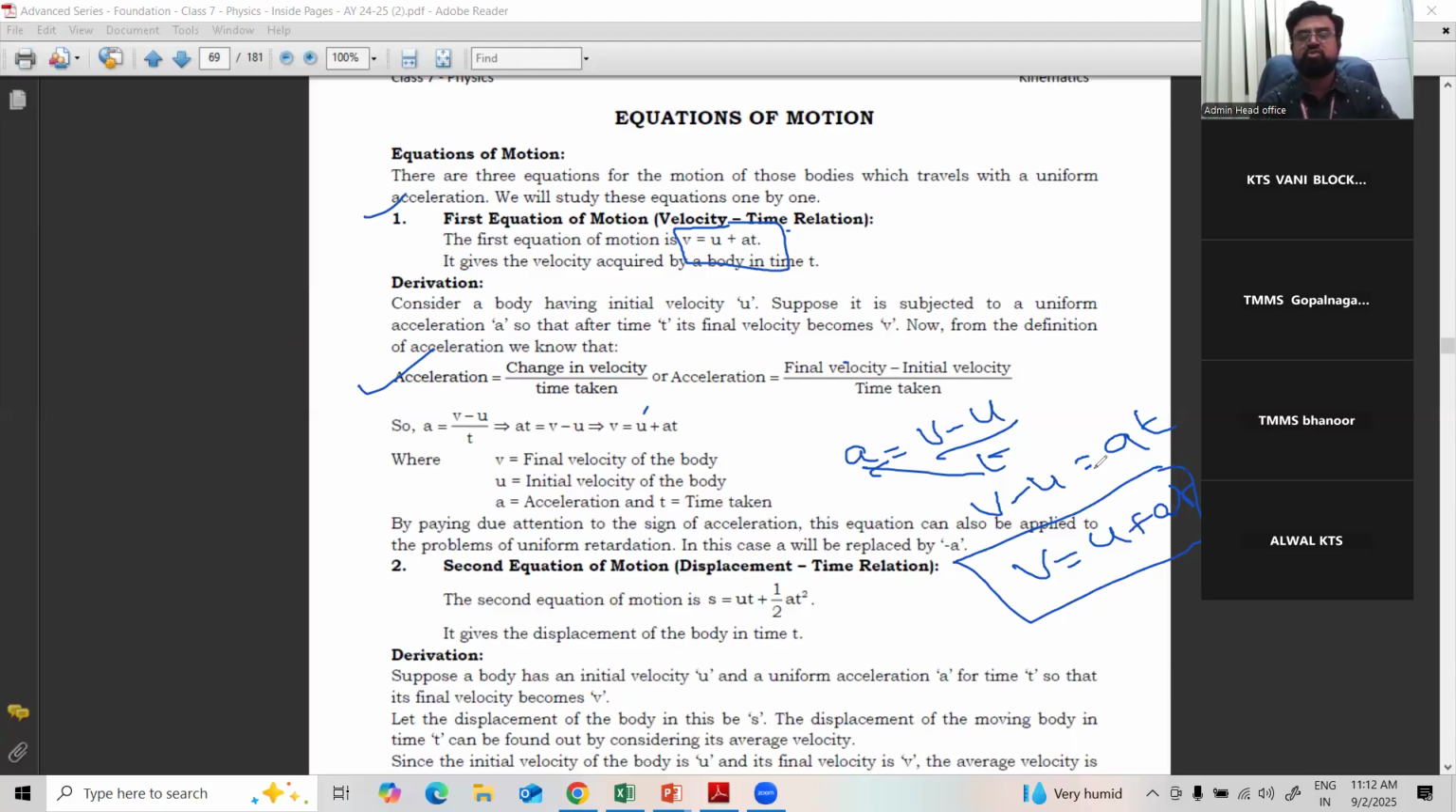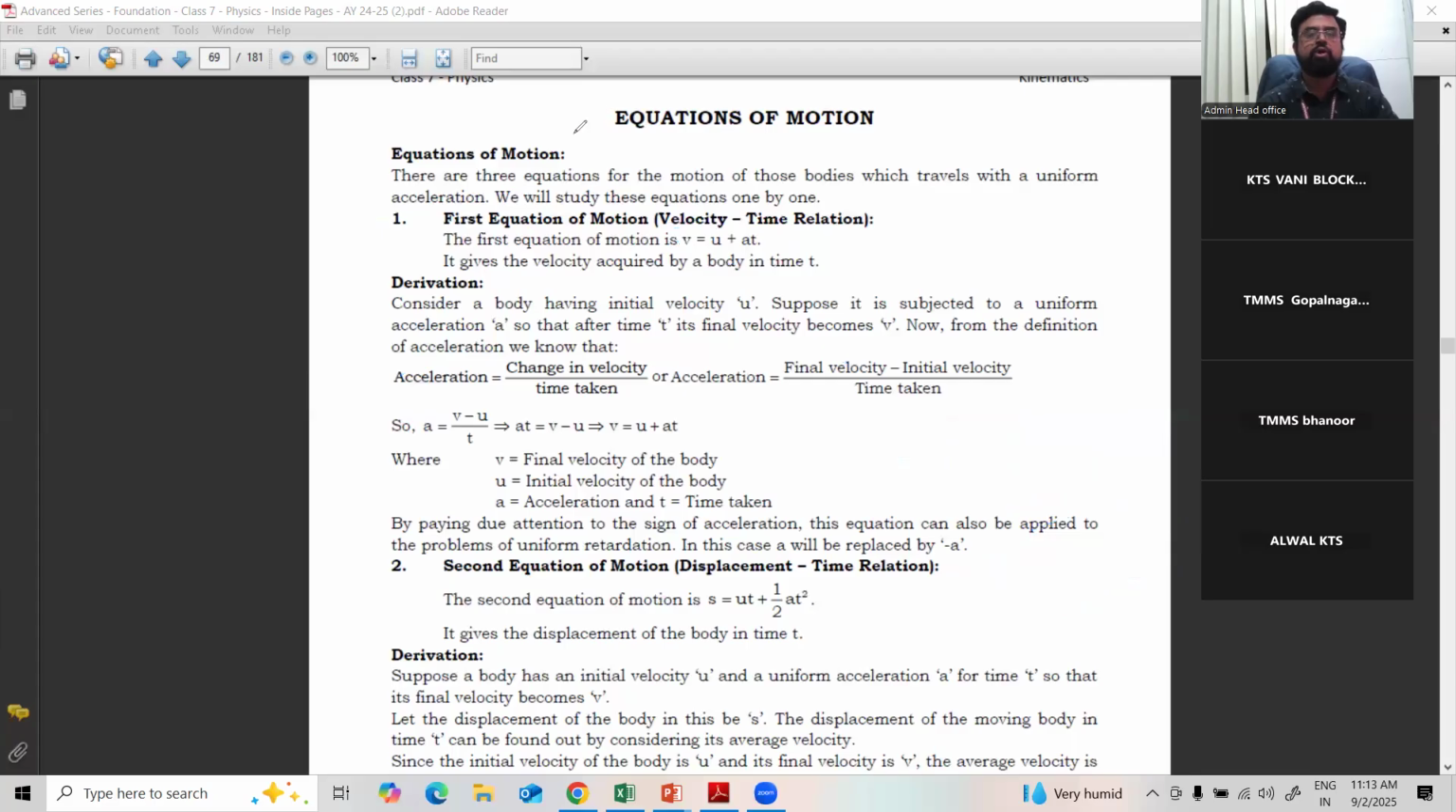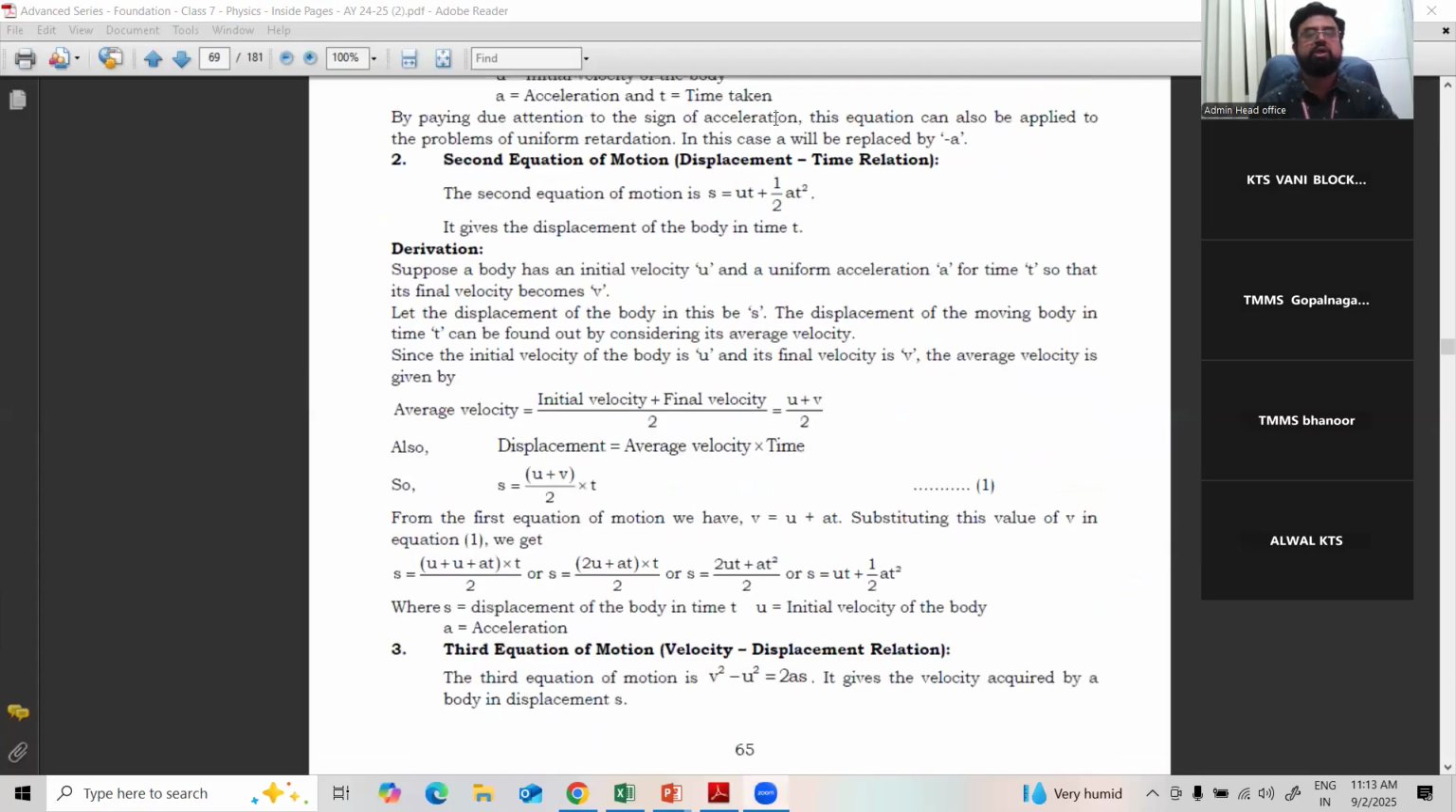Clear? This is the complete derivation for the first equation of motion, which is the relationship between velocity and time. Now, when you come to the second one, equation number 2, that is the displacement-time relation. The equation is already given here. So how do we get that equation?